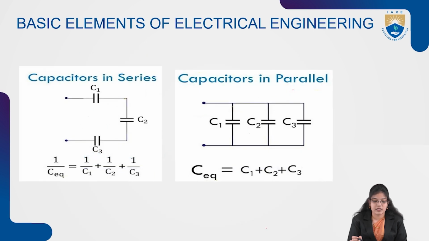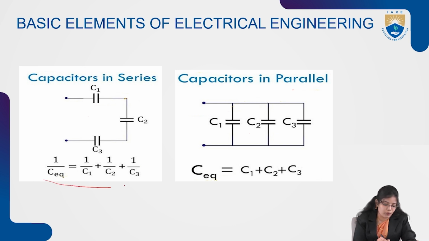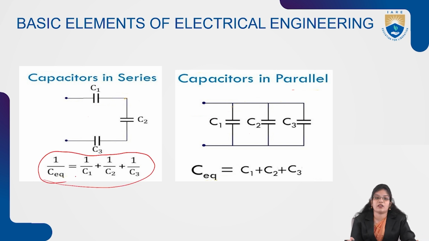Coming to capacitance, it is different for resistors, inductors and capacitors. When capacitors are connected in series, here we need to take reciprocals, whereas there we added the resistances and inductances. This is the formula to calculate capacitances when they are connected in series: 1 by C equivalent is equal to 1 by C1 plus 1 by C2 plus 1 by C3. In this way we calculate when capacitances are connected in series.